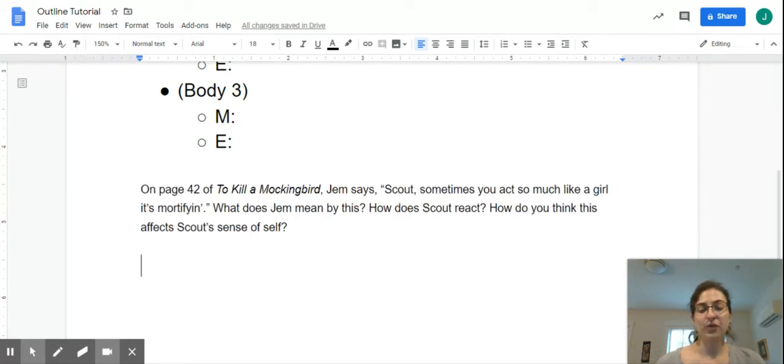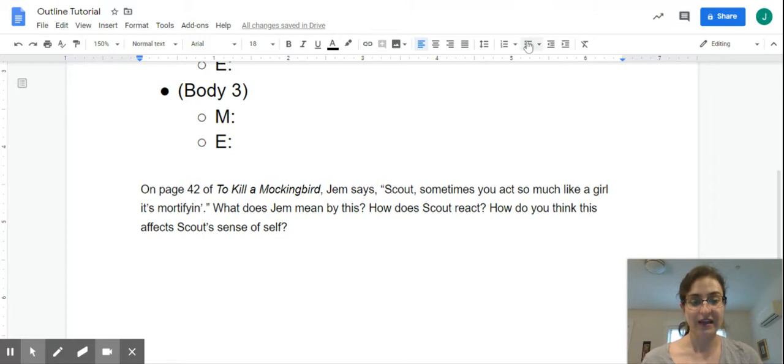On page 42 of To Kill a Mockingbird, Jem says, "Scout, sometimes you act so much like a girl, it's mortifying." What does Jem mean by this? How does Scout react? And how do you think this affects Scout's sense of self?